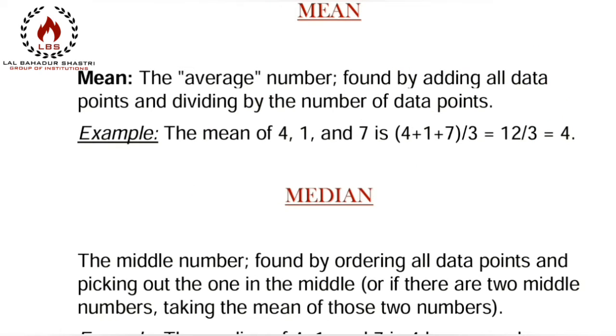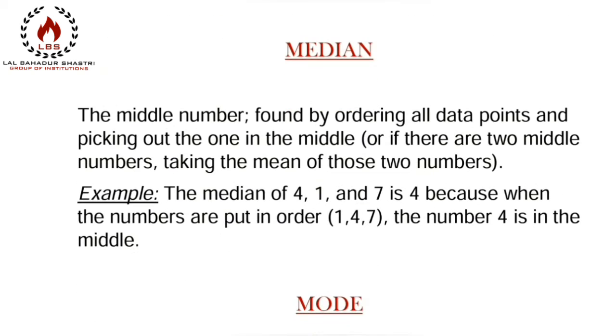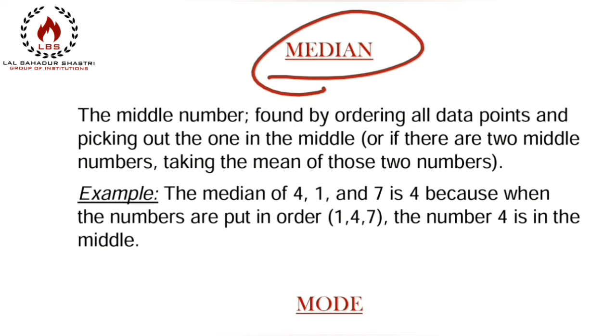अभी हम लोग बात करते हैं मीडियन की. So what is median? Median is the middle number. Like mean is the average, median is the middle number. The middle number found by ordering. Now ordering, what is this ordering? Ordering मतलब you have to arrange the data in ascending or descending order.